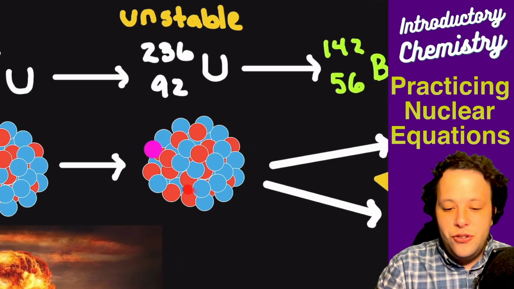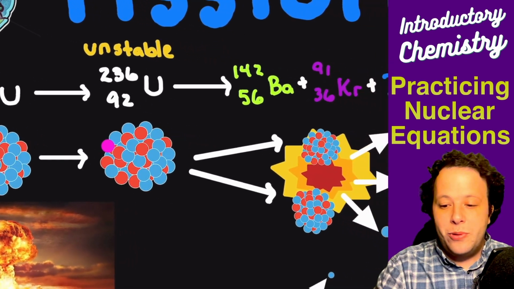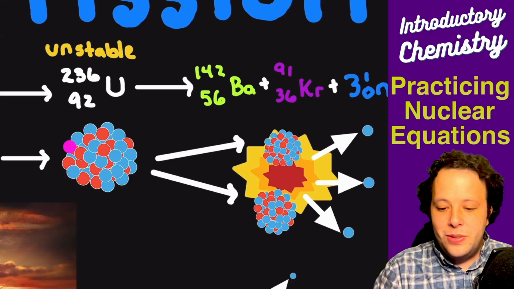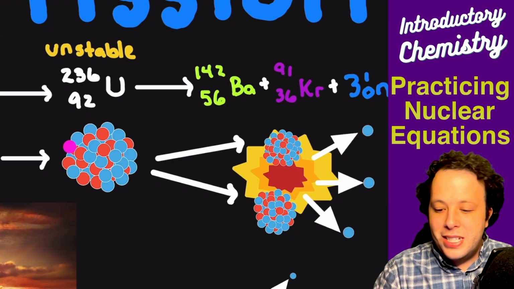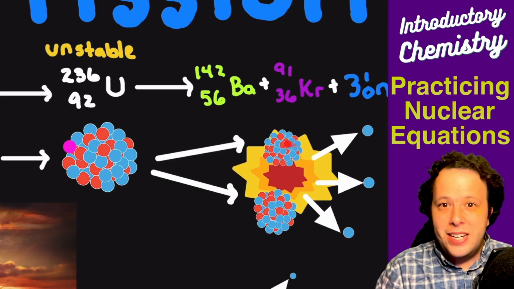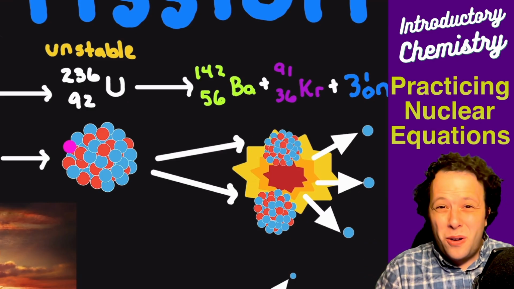So once that neutron gets shot in there, it's going to be really unstable. And the goal is to make stable isotopes. So it's going to split into two completely different isotopes, and in the process, release three different neutrons as a result. Now, is that something that's so crazy, right? It releases a ton of energy as a result, but is that all?